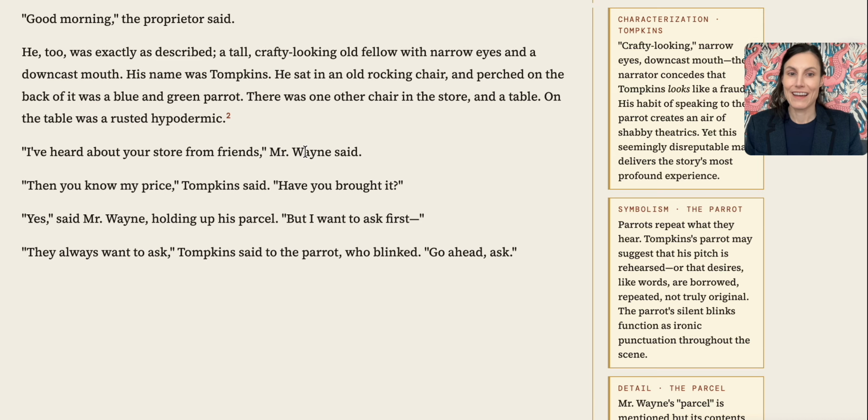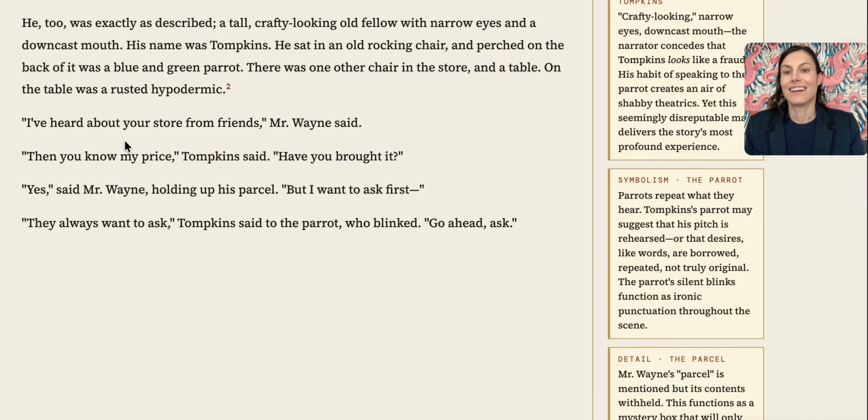And we have Mr. Tompkins, who has this creepy parrot. The parrot repeating his phrase shows that his pitch is rehearsed, like his words are borrowed, repeated, not truly original. The parrot's silent blinks function as ironic punctuation. So he adds a bit of humor there.